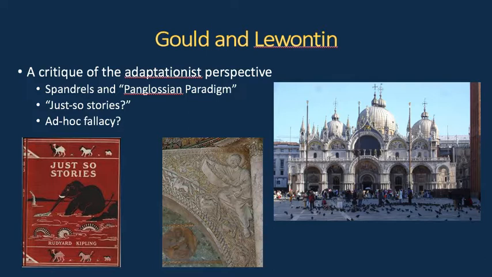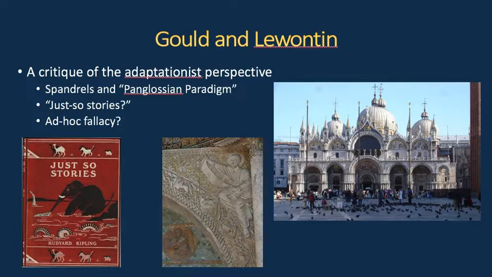So Gould and Lewontin's article is basically a critique of this perspective. It's a critique of the adaptationist perspective. The title of the paper, of course, is The Spandrels of San Marco and the Panglossian Paradigm, a critique of the adaptationist program. So that's obviously a mouthful for a paper.